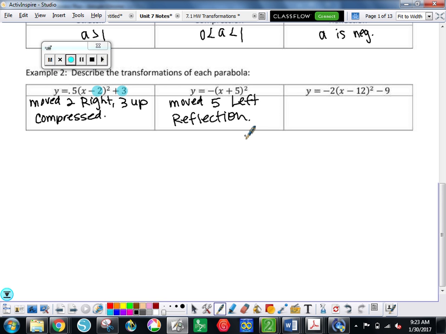And then what about the next one? That minus 12, that minus 9. It's been moved what? 12 right, 9 down. It's been reflected because of the what? Because of the negative. And stretched because of the 2. If you follow and feel good about that, go ahead and give yourself a point.